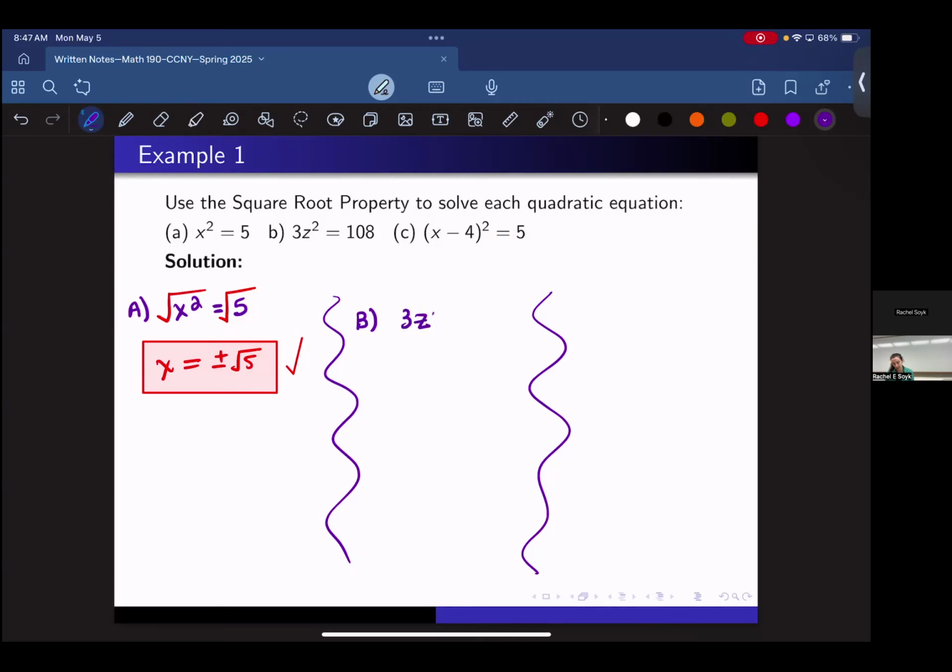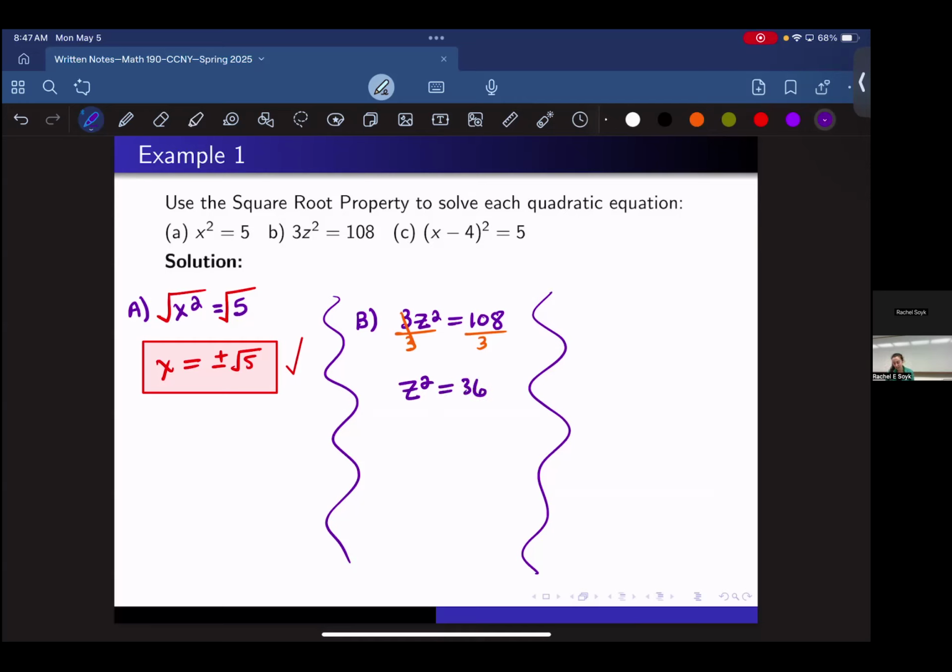We're now looking at 3z squared is equal to 108. Let's first isolate the z squared by dividing both sides by 3. And 3 goes into 108 how many times? I want to say it goes in 4. Nope. 33, 36. Yeah. Having a little brain fart today. So yeah, we have z squared is equal to 36.